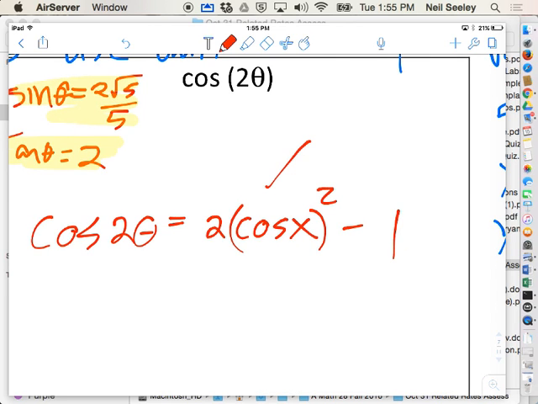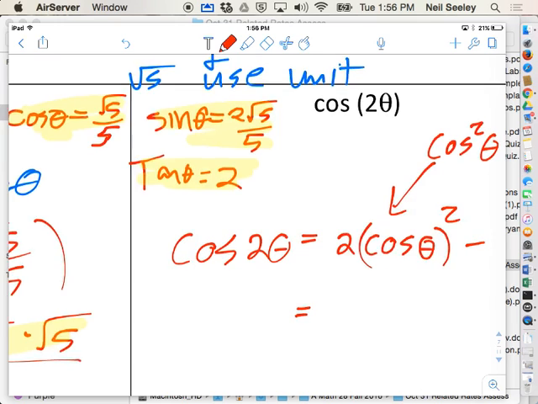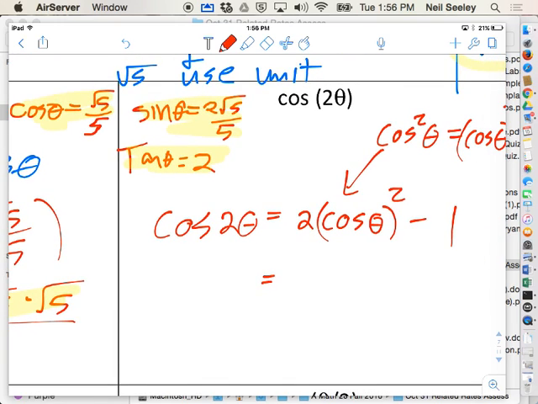Thing you have to know. Did you guys know cosine squared of theta, I used an x, sorry, on that one, is the same as cosine of theta quantity squared? That is not always remembered. Put theta in there. So when you have a little squared, it means the whole thing gets squared. That's a good thing for us because now all we have to do to evaluate this is replace cosine of theta with square root of 5 over 5, and we're good to go. So 2 times square root of 5 over 5, which is cosine of theta, squared, minus 1. We're essentially done.